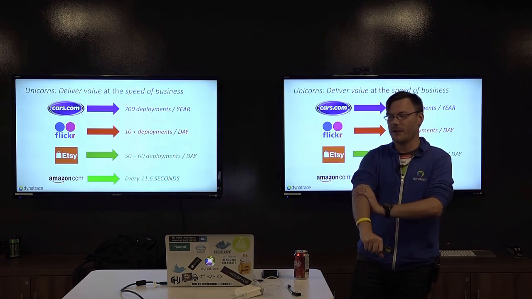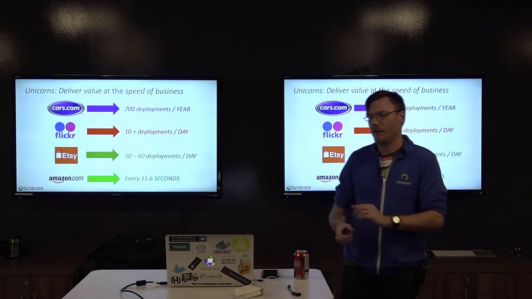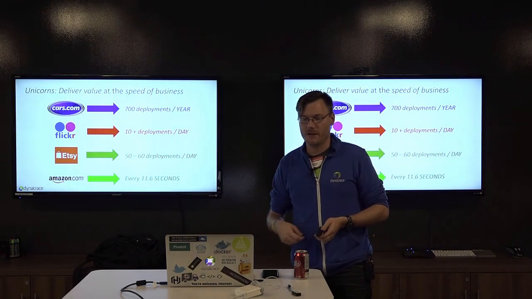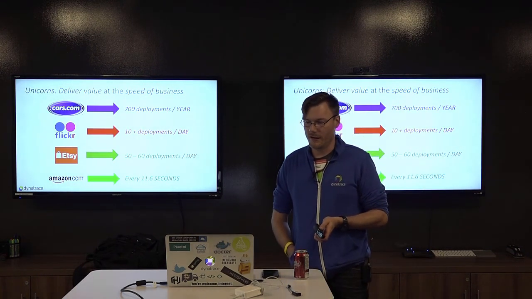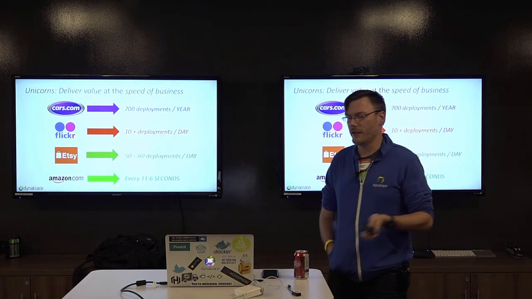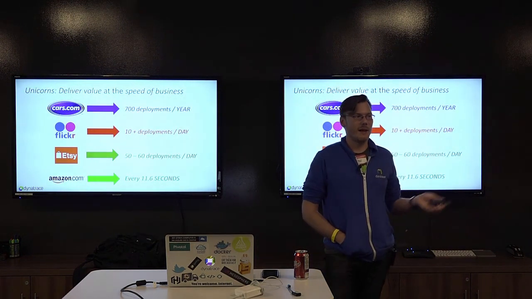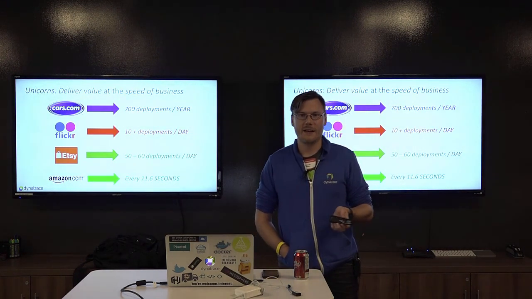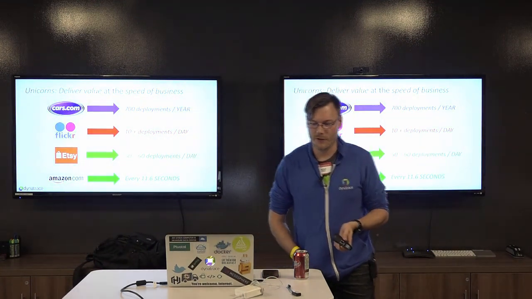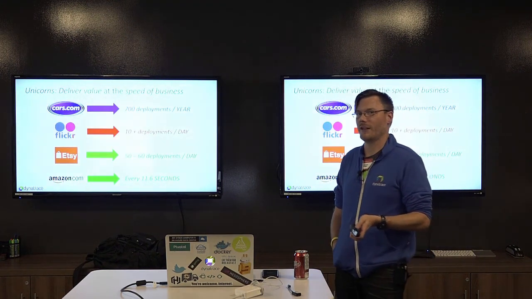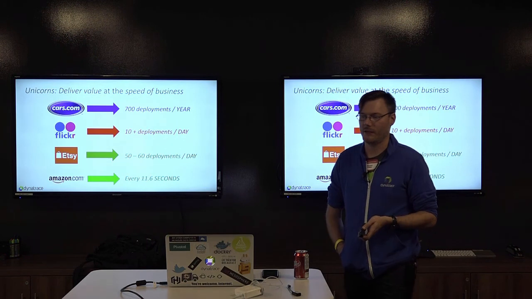One of our customers, Cars.com, this is probably a little bit of an outdated statistic, but when we got this figure from them, they were delivering about 700 deployments a year. Then we look at some of the other organizations out there like Flickr, they're doing 10 deployments a day. Etsy's doing 50 to 60 a day. And then the crazy people in the room, Amazon, are doing one deployment every 11.6 seconds, right? And that's actually probably an outdated figure as well, because I believe it's a couple years old.